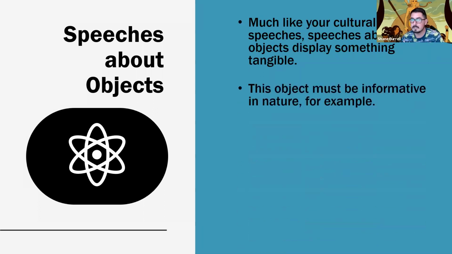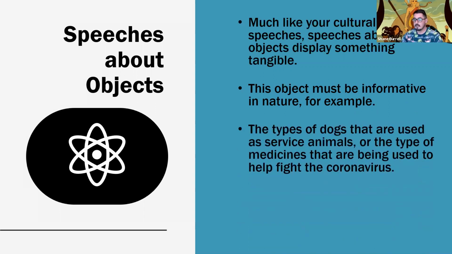However, it's a little bit different, because your cultural artifact speech was basically your narrative about it. This is more informative in nature, and I'll explain. If you're going to give an informative speech about an object, you can give it about the types of dogs that are bred for service dogs only, or the types of dogs that are used for police work, like chases. Or you can do it on the types of vaccines or medicines that are used to fight the coronavirus, right?